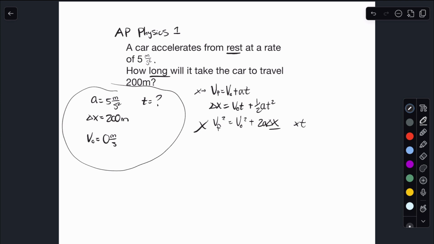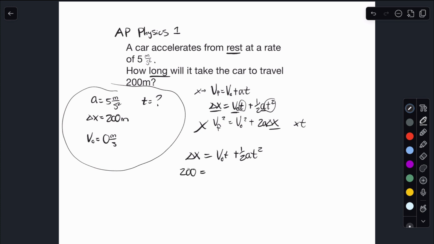And then this one, we can see that we have delta x, we have our v initial, we need to find t, and we have our acceleration, and we also have a need for t. So let's go ahead and just write this down. Displacement equals v initial t plus 1/2 at squared. Let's fill in these with what our variables are.